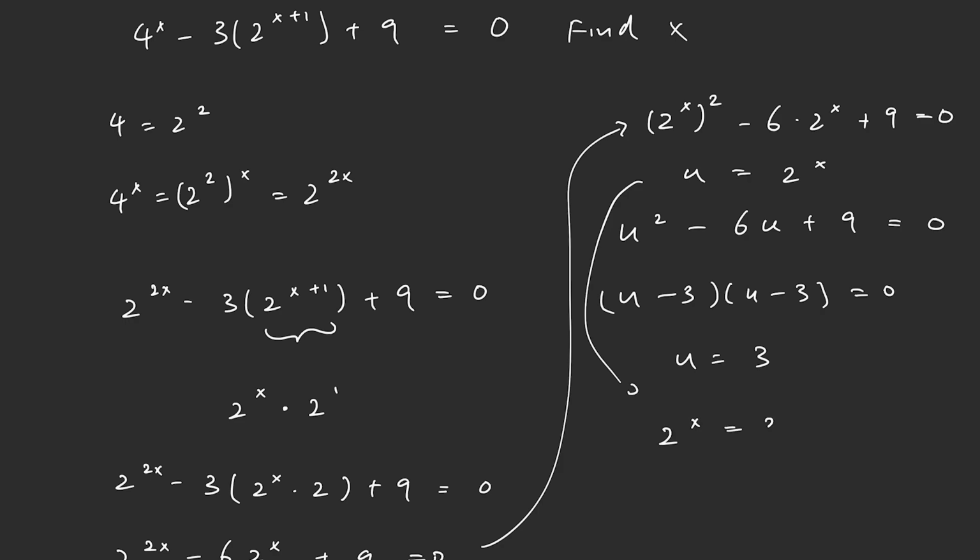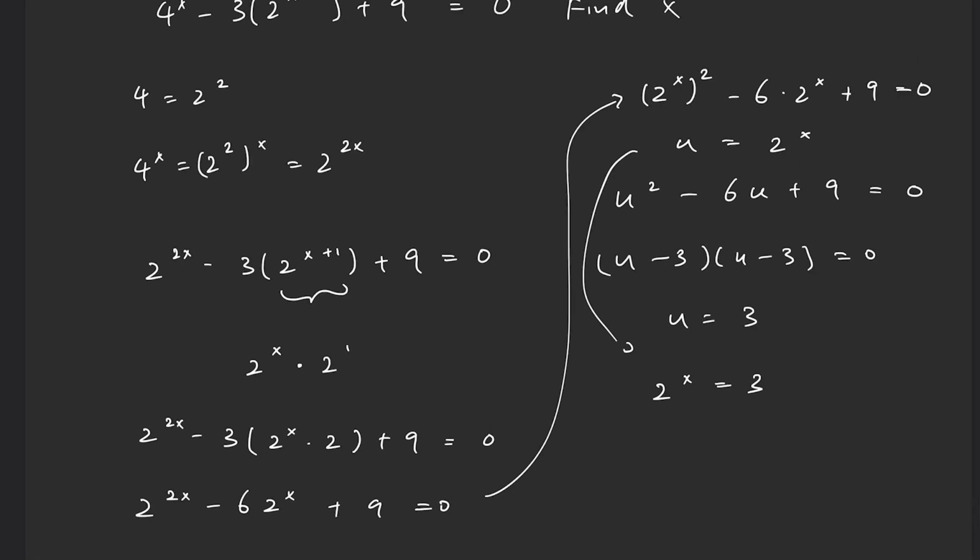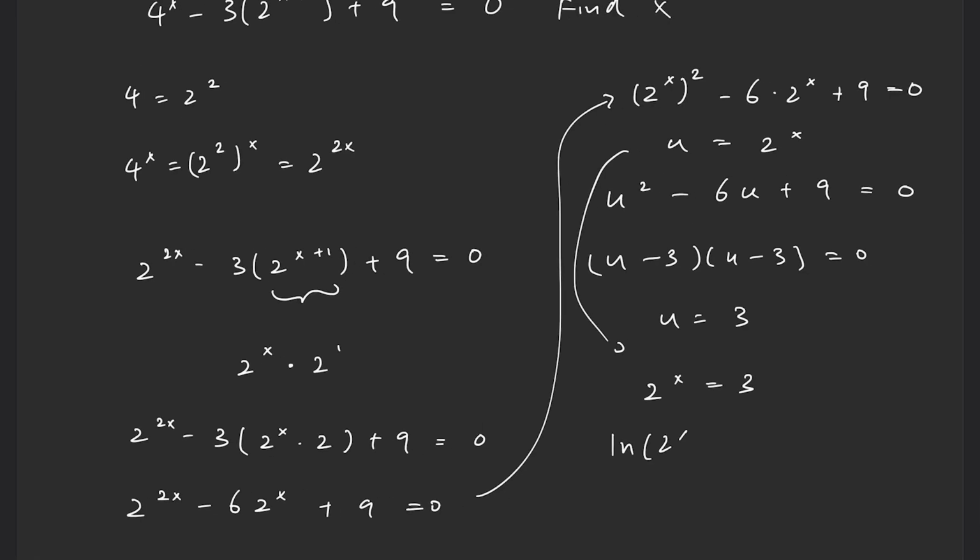We have to take the natural log on both sides to bring this x down. So ln of 2 to the x is equal to ln 3. Using log rules, this becomes x times ln 2 is ln 3. So dividing both sides by ln 2, we get that x is equal to ln 3 over ln 2.